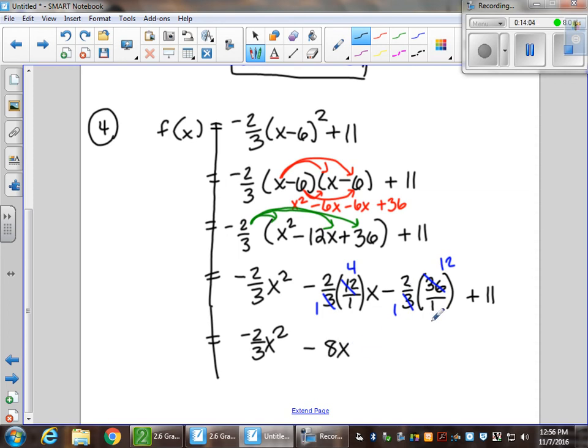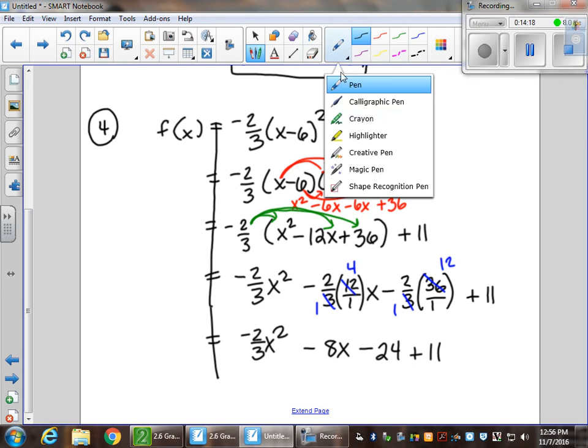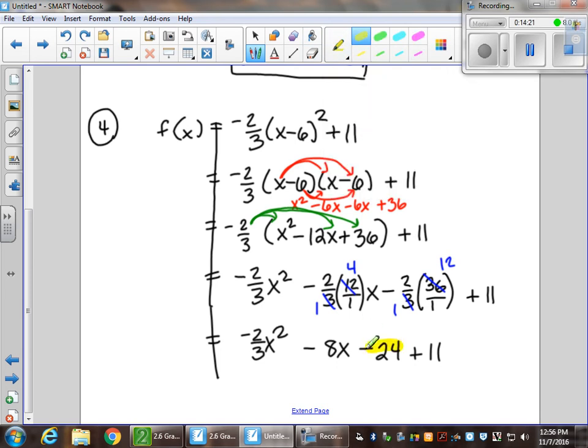Here, 1 times 1 in the denominator, I know I'll end up with a whole number. So negative 2 times 12 is minus 24. If you choose to write divide by 1, go ahead. Just realize that that is equal to negative 24. And then I add 11 to finish this up. My last step will be to combine like terms. So our final answer here will be negative 2/3 x squared minus 8x, and then negative 24 plus 11 will be negative 13. And we're done.